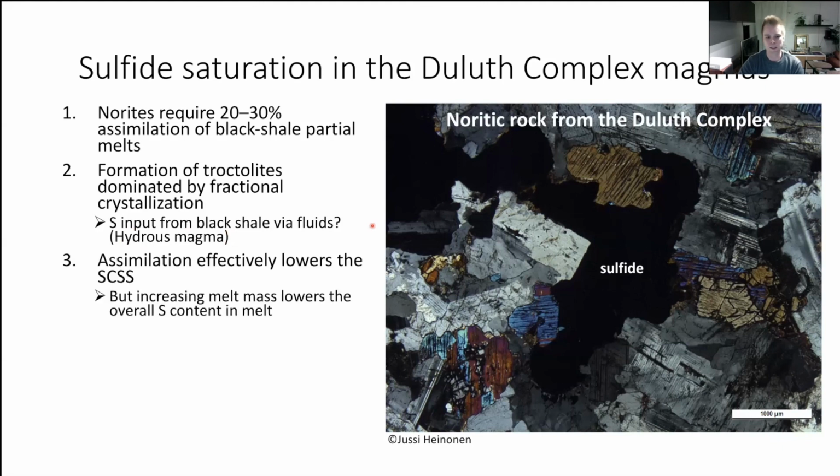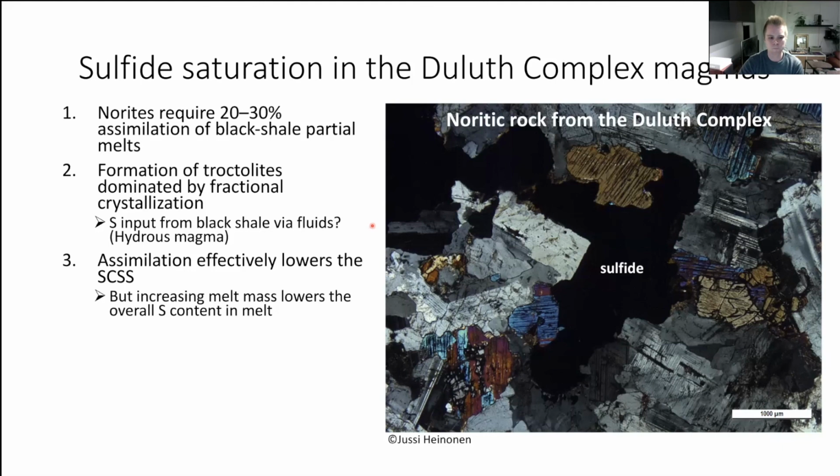Also, assimilation effectively lowers the sulfide SCSS, but at the same time, it increases the amount of melt mass, so it lowers the overall sulfur content in the melt if the wall rock is not containing any sulfur or no sulfur is coming from the wall rock to the magma.